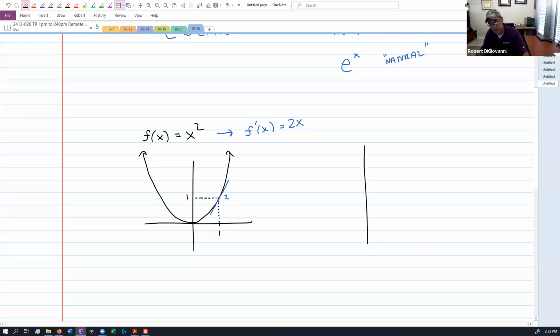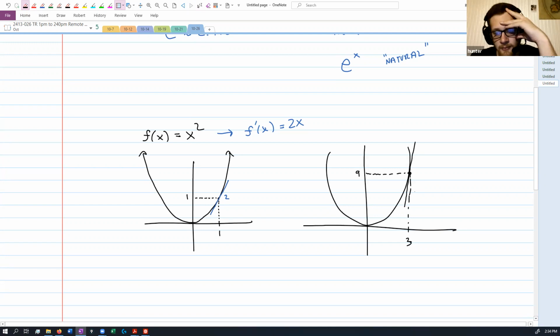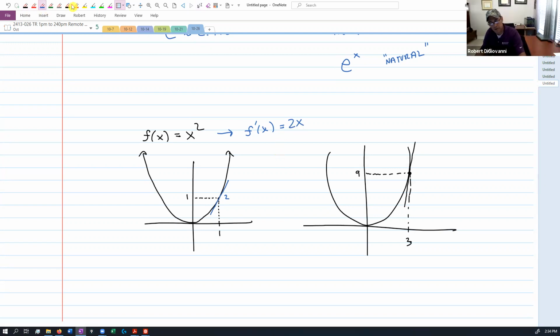Okay, and if I take the same function, x squared, and now I ask you to go out to 3, where will you be here? 3 squared is 9. What's the slope of the tangent line here? 6. Take the derivative, plug 3 in, you get 6. Everyone with me? Everyone understand what we're doing here?